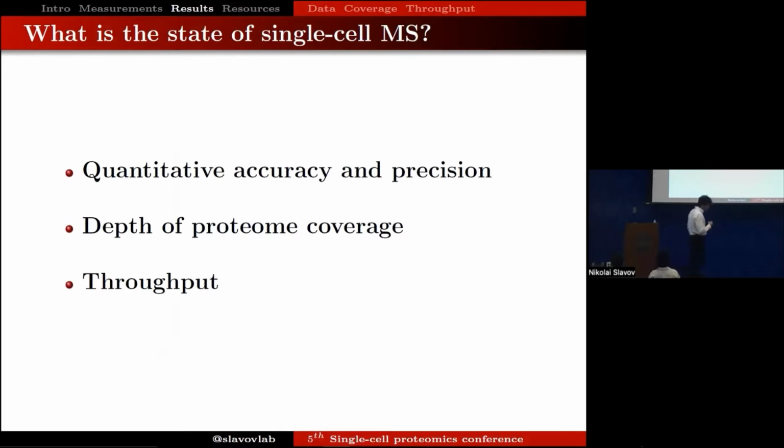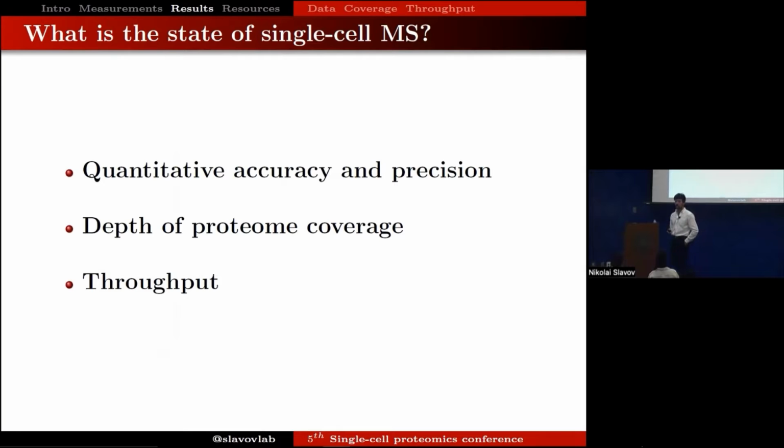So with this very brief introduction to mass spectrometry, I want to give you a quick flavor of what results look like from single-cell mass spectrometry analysis today. What is the state of the field? And I don't have enough time to do a comprehensive review. I'll simply highlight some of the important aspects of the analysis.